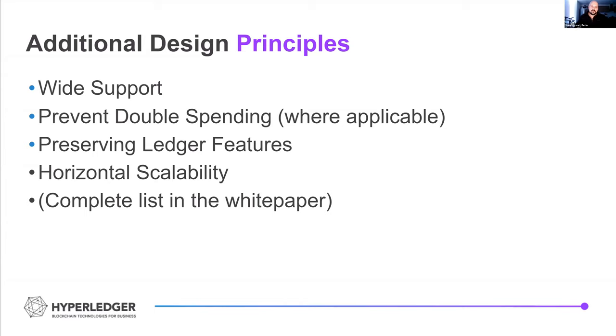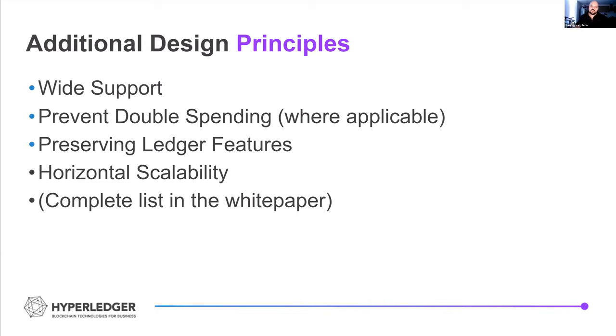And then for cross-ledger transactions, we made sort of the pledge for ourselves that where it's possible, we want to prevent double spending, but this is not always applicable because we can only do this on ledgers that have guarantees for transaction finality. Otherwise, things can always go wrong somehow.